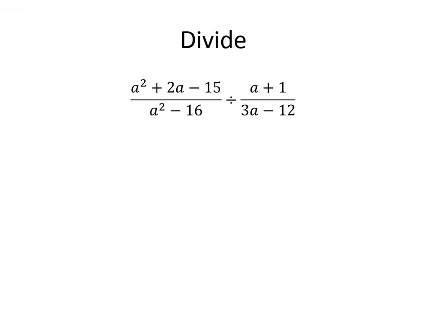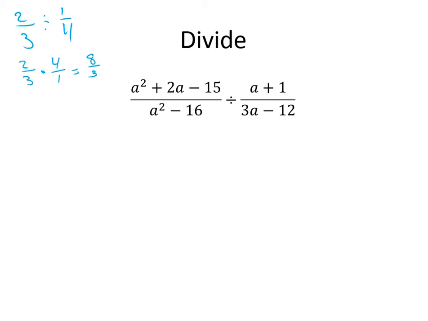Now with dividing, you're going to do it just like if you were to divide fractions. Again, 2 over 3 divided by 1 over 4. Trying to think back, how do we do this? You flip and multiply. So it would be 2 over 3 times 4 over 1, getting us 8 over 3 in this case. You're going to do the same thing here.